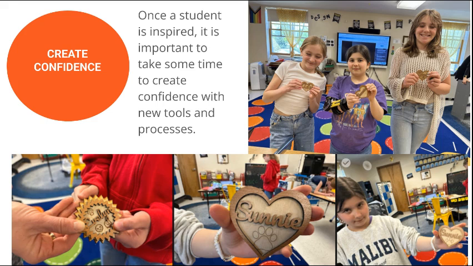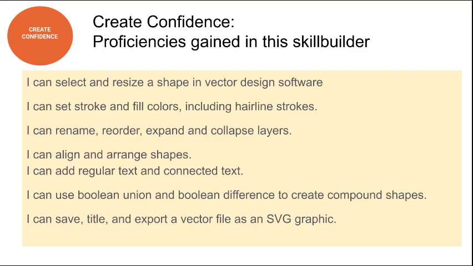So let's get started with the same skill building sprint that I use with these students to create their confidence with using Cuttle. Here's what we're going to make. By the end of this skill builder, you'll be able to select and resize shapes. You'll be able to set strokes, fill colors, rename and reorder and expand layers, align and arrange shapes, add regular and connected text, use Boolean union and Boolean difference, and also save, title, and export your SVG file.